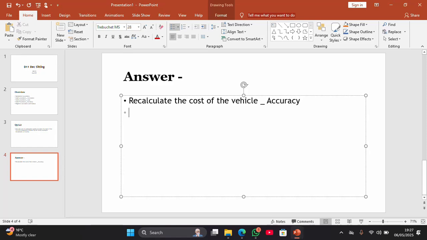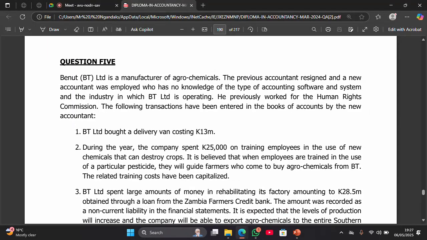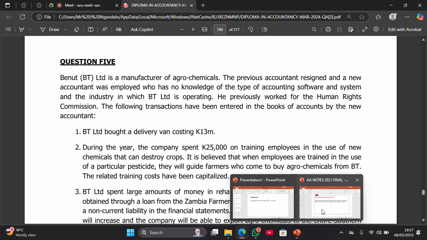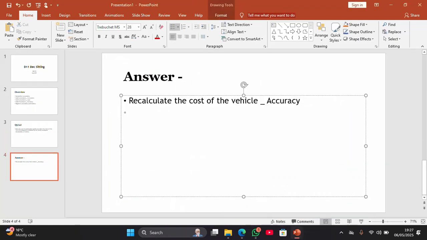Number 2, we have got a transaction relating to the issue of training. We are told during the year the company spent about 25,000 on training employees in the use of new chemicals that can destroy crops. It is believed that employees are trained in the use of a particular pesticide. They will guide farmers who come to buy agrochemicals from BT. The related training costs have been capitalized. So what substantive procedure rather, okay, can you do here to obtain evidence?